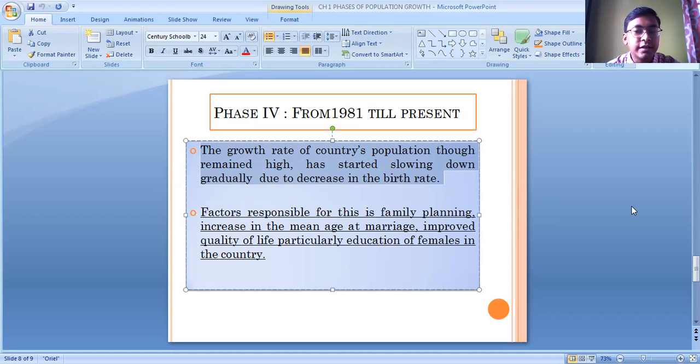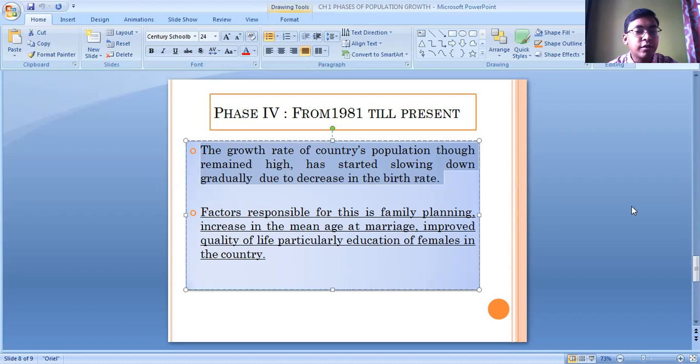In this phase, after 1981, the overall percentage growth rate of our country remained high, but the birth rate started declining. Because of the decline in the birth rate, the growth rate also slowly started declining. The main cause of the decline in the birth rate in this period is family planning measures. People became more aware about family planning, people became more educated, and even the mean age, the average age at marriage of females, increased.